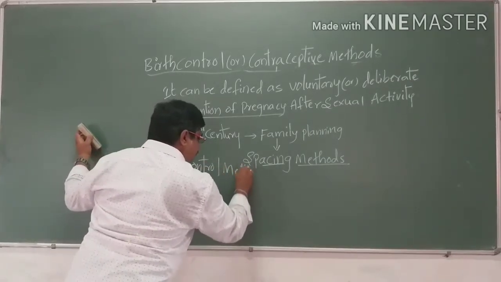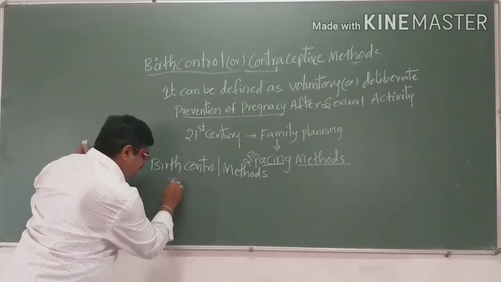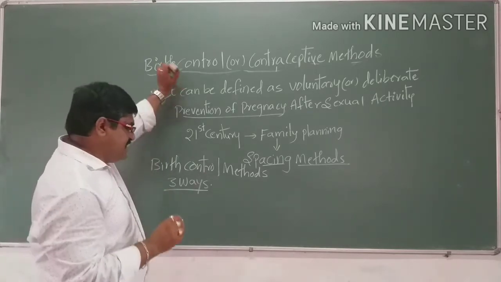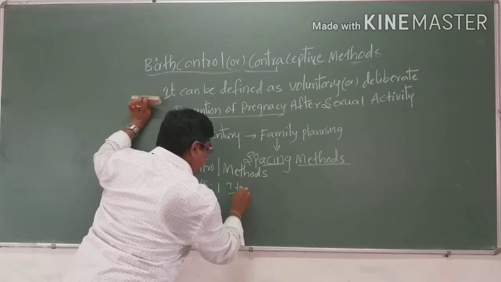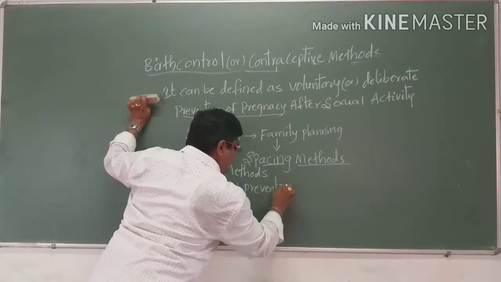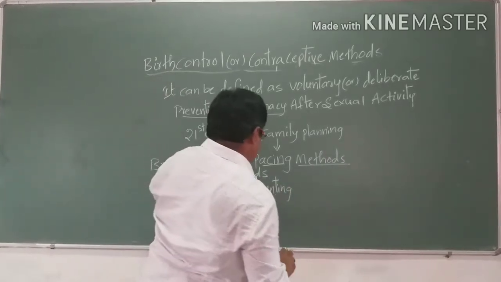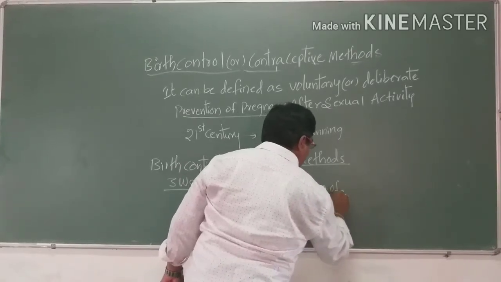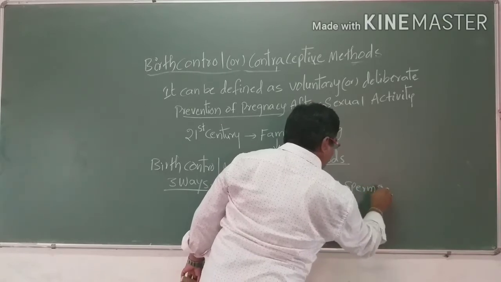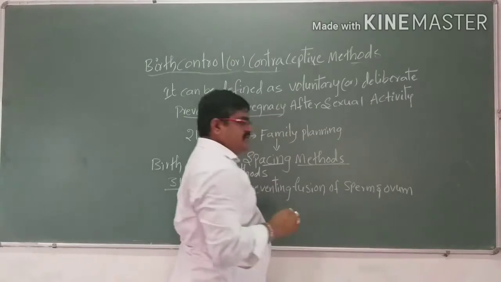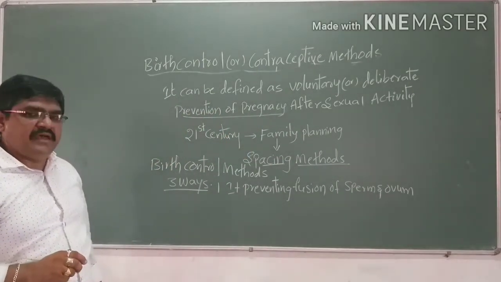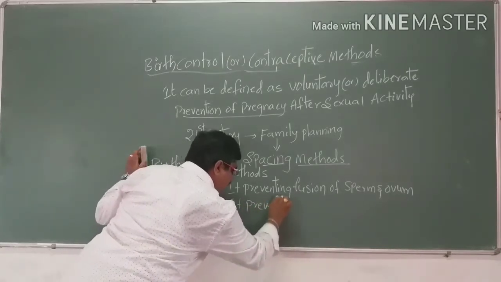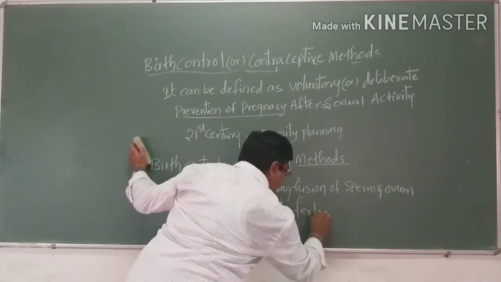Birth control methods are attained in three ways. You can prevent pregnancy in three ways. What are the three ways? First one, it prevents the fusion of the sperm and ovum. Second one, it prevents the fertilization.